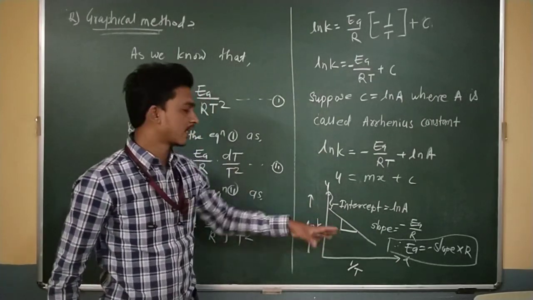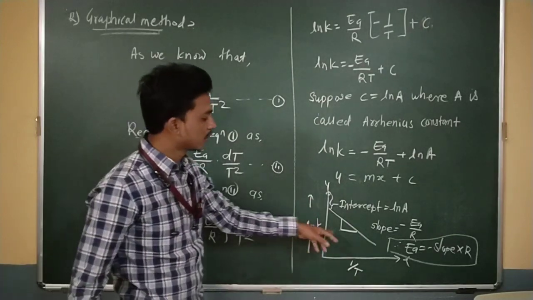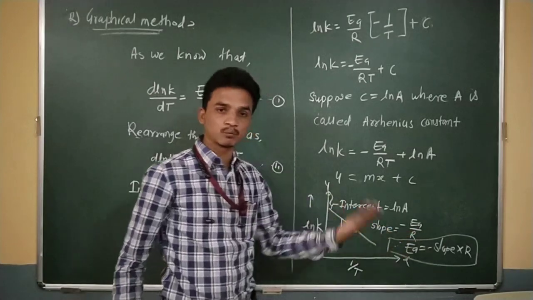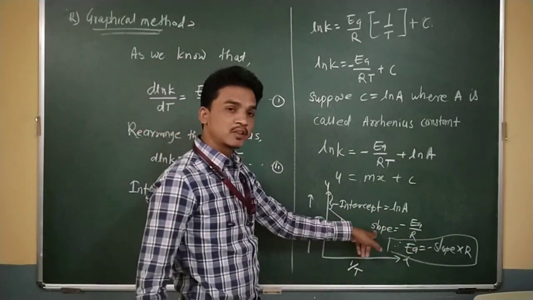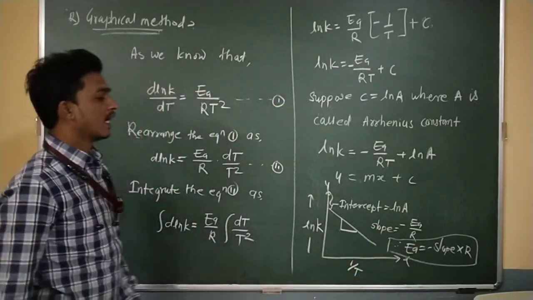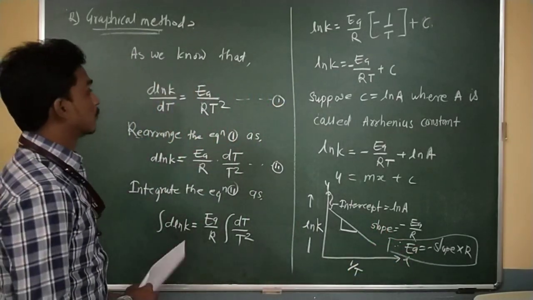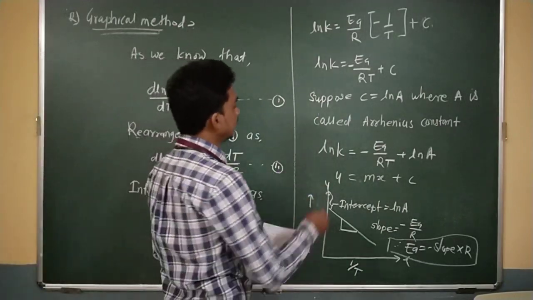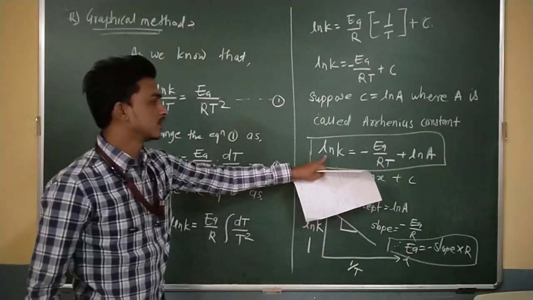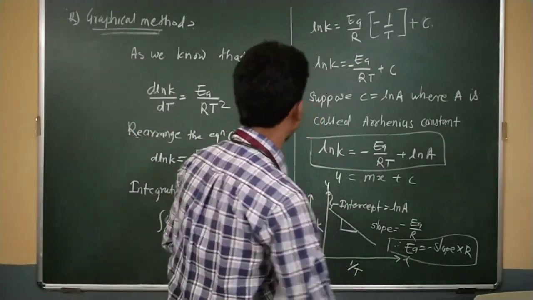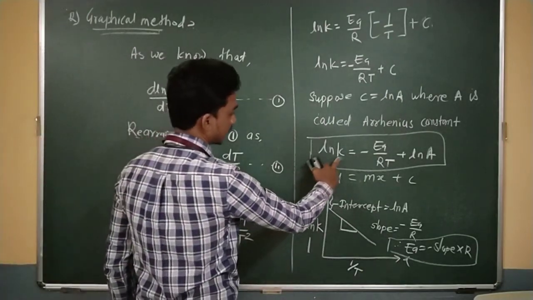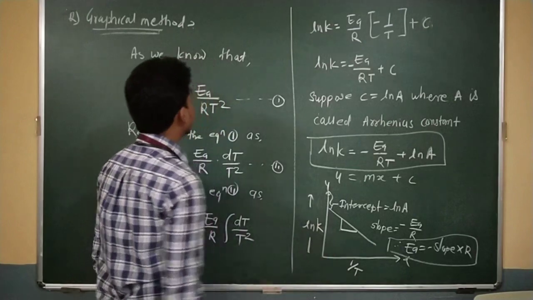Plot the graph like that, and if I am plotting the graph, I will determine the slope value. R value is what? Molar gas constant. By using this equation, I can calculate the activation energy of reactant molecules. Okay, so this is the graphical method. I can calculate the activation energy from the graph also.